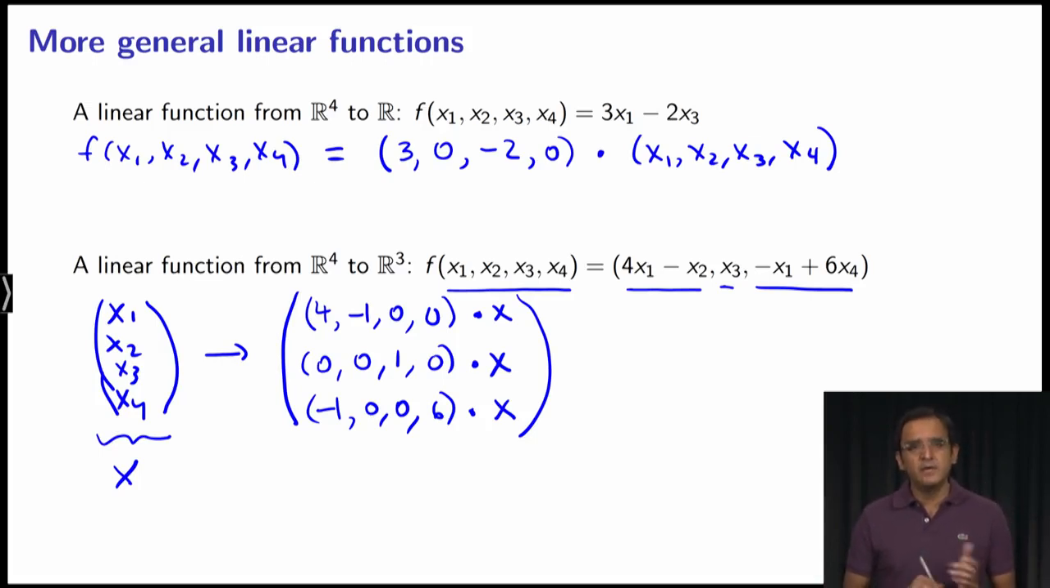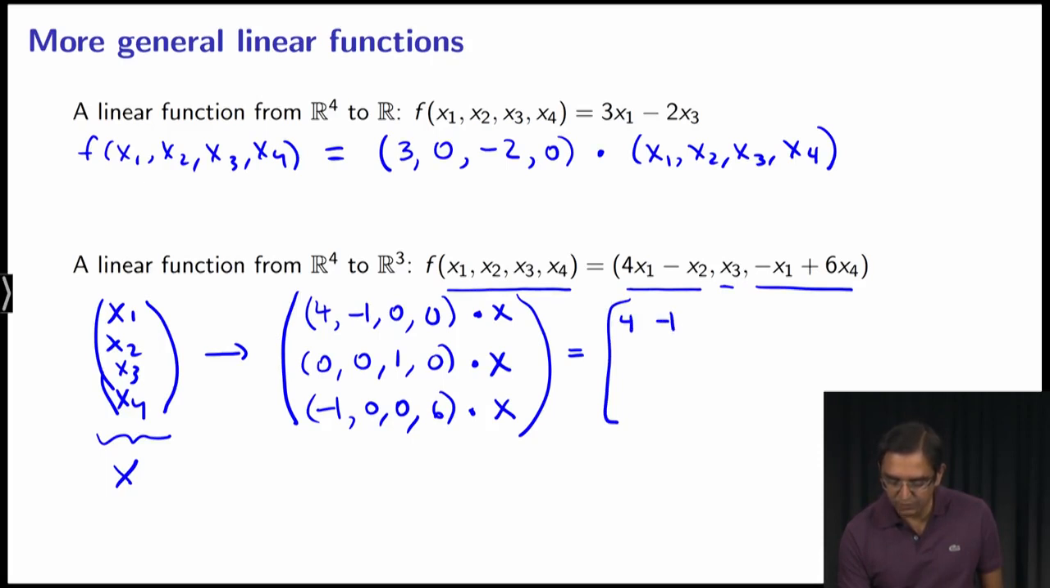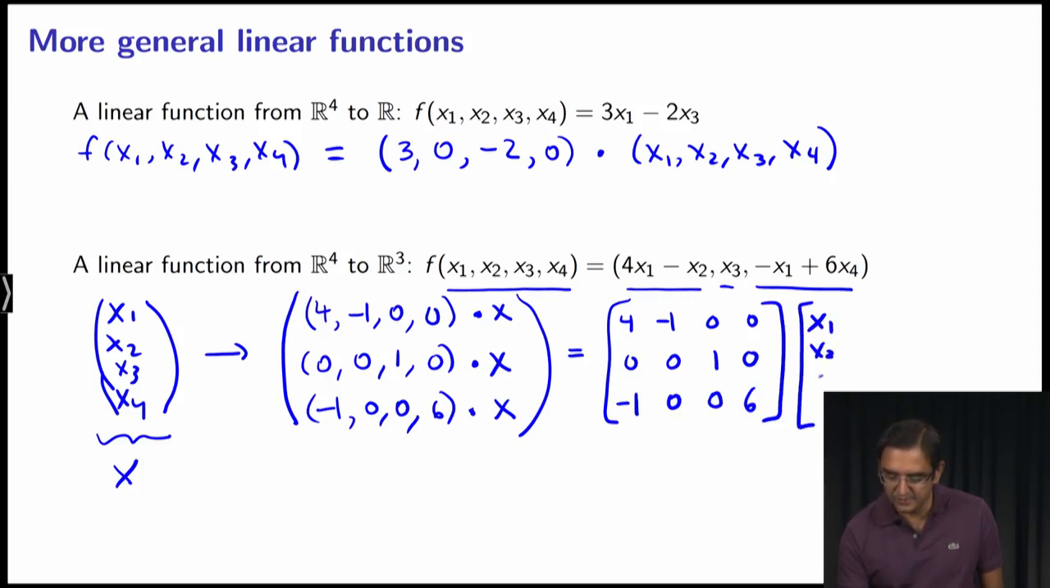Okay, so we can write this in a more convenient form using matrices. So our first row is 4, -1, 0, 0. The second row is 0, 0, 1, 0. The third row is -1, 0, 0, 6, times x, which is x1, x2, x3, x4. We have expressed it as a matrix times a vector. Okay?